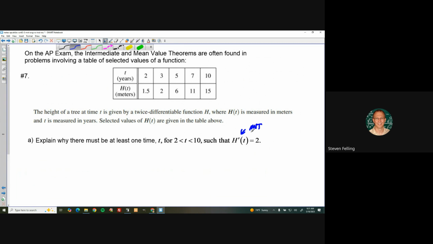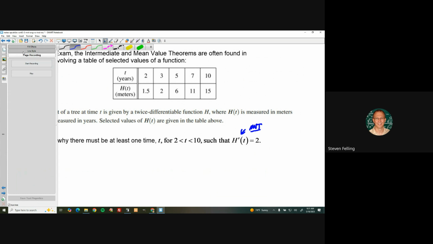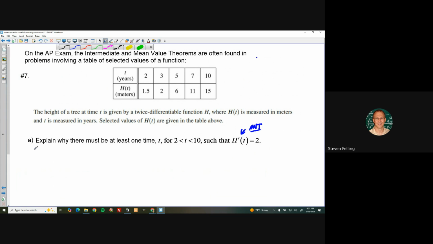Mean value theorem. Okay, so for the mean value theorem, we have to have this condition. We have to be able to state that h of t, so they said h of t is twice differentiable. So h of t is twice differentiable.